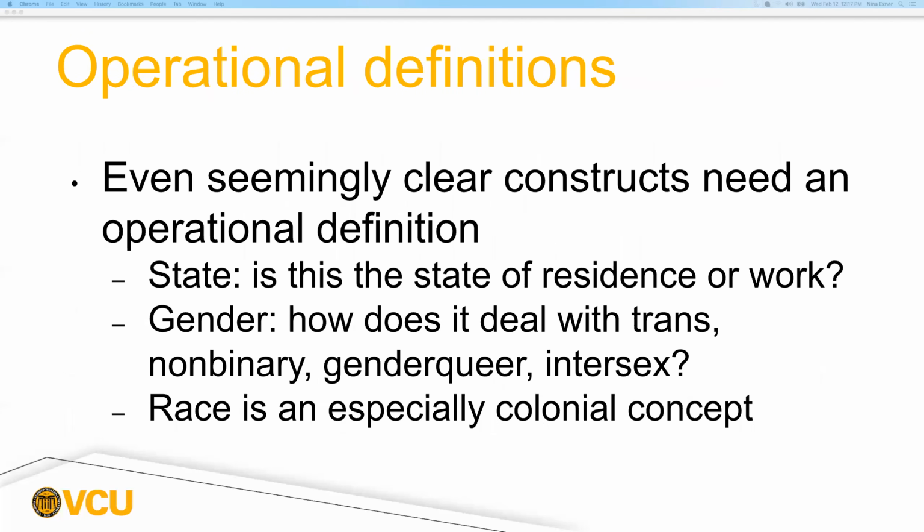You're always going to need to put those operational definitions in your methods section really clearly. And even if your construct seems really simple, you should make it clear what your operational definitions were. For example, state seems really clear and specific. I'm either in Virginia or I'm not, right? But when the respondents took the interview or the survey, was that the state that they live in, or the state that they work in, or the state that they're standing in when they're being interviewed?